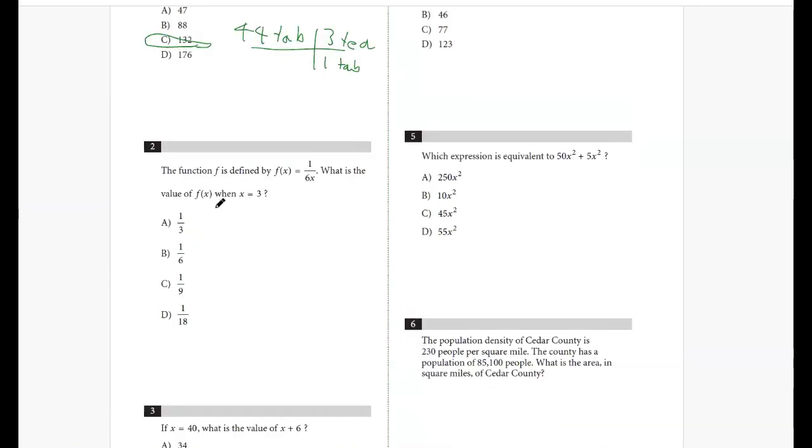The function f is defined by f of x equals 1 over 6x. What is the value of f of x when x equals 3? Just plug this inside here. So you'll get 1 over 18. So D is the correct answer.